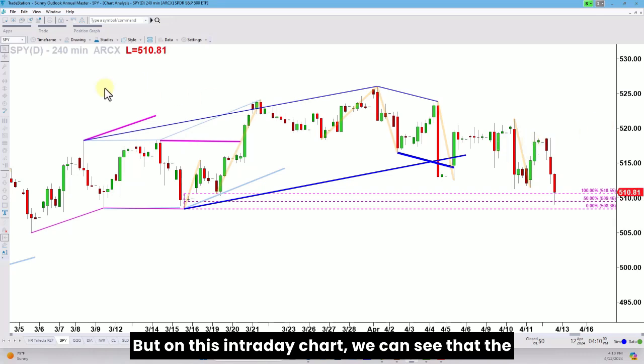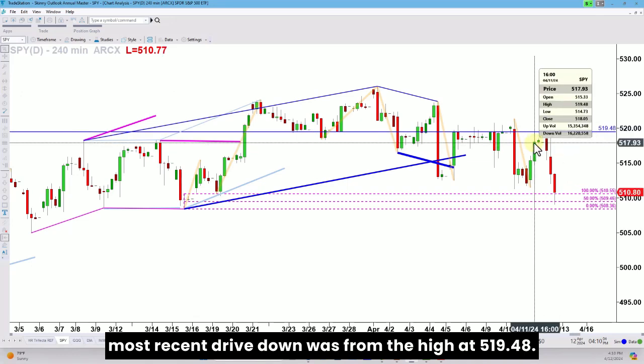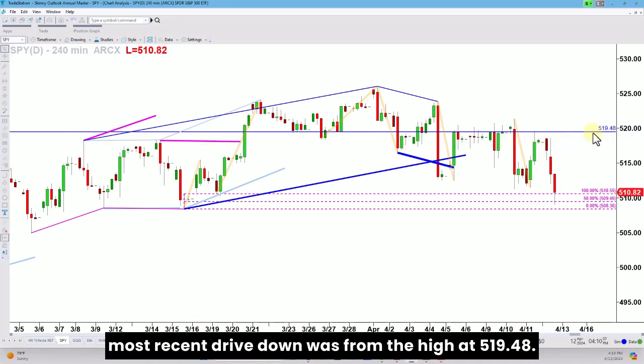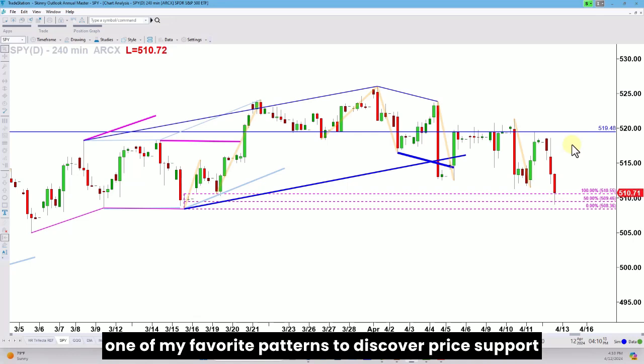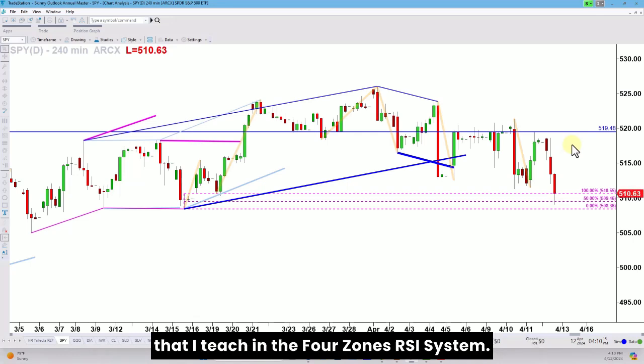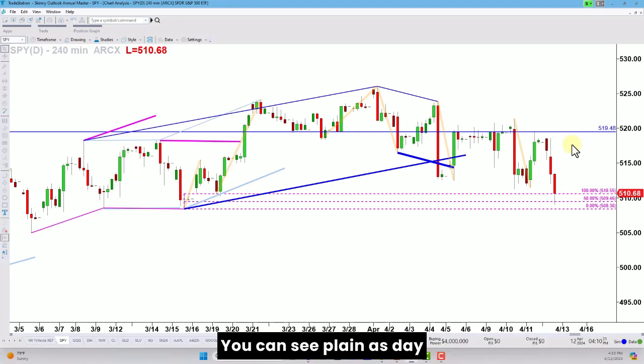But on this intraday chart, we can see that the most recent drive down was from the high at 519.48. It is still unfolding, may have room to run. But it's also coming into one of my favorite patterns to discover price support that I teach in the 4 zones RSI system. Absolutely love it. And you can see, those of you who have the 4 zones RSI, you can see plain as day that was super helpful here.